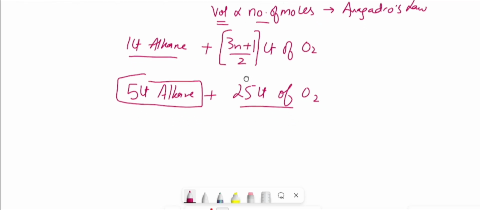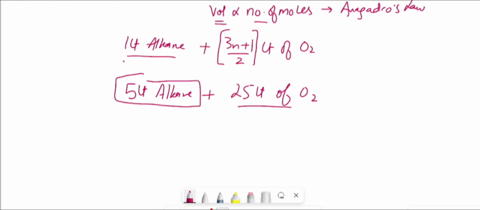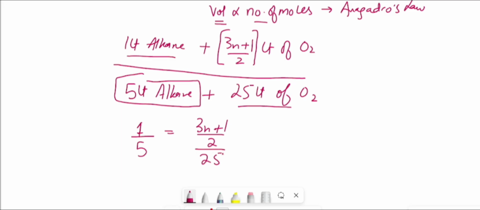So comparing these two things right here, what will happen if we take the ratio of both equations? The 1 by 5 will be equal to 3n plus 1 by 2 divided by 25. While taking the ratio, don't get confused: the plus here is just a sign to say that this alkane reacts with oxygen. It's not the mathematical positive sign which you are assuming.